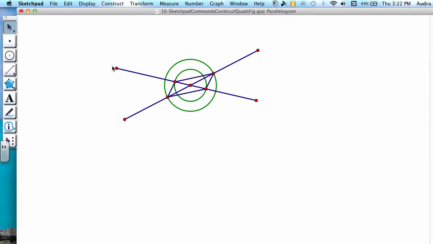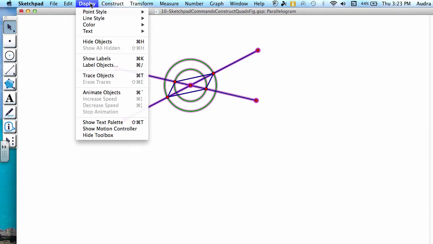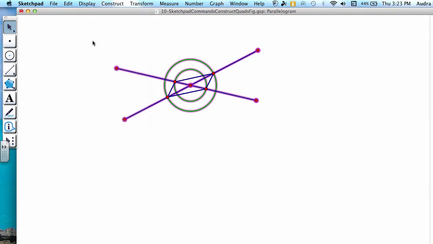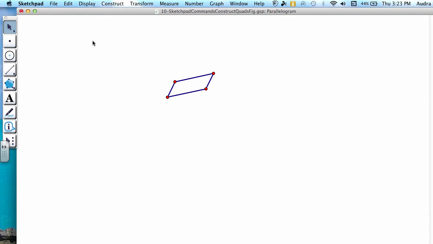Then we're going to hide our additional segments and points that we don't need, and our circles. And I could do the intersection in the middle, and then in order to get rid of the display here, you're going to go to Display, Hide Objects, or you can do Command H or Control H, depending on whether you have a Mac or a PC. And here is our parallelogram.